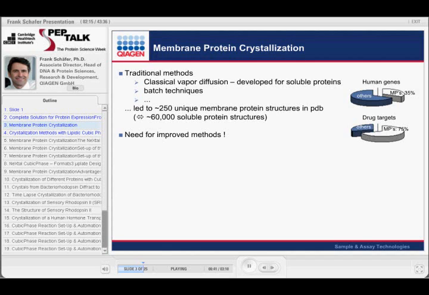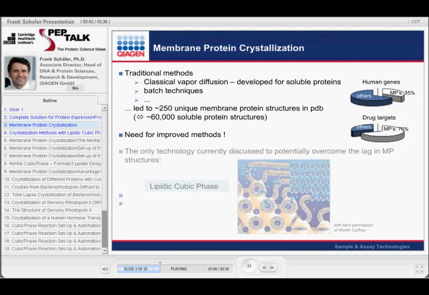And these numbers here have been mentioned by Peter as well. So they're a little bit older, I think. There are 250 unique membrane protein structures compared to 70,000 or so soluble proteins. So obviously the traditional methods like classical vapor diffusion with or without detergents, as they have been developed for soluble proteins, are probably not good enough. So there is obviously a need for an improved method.